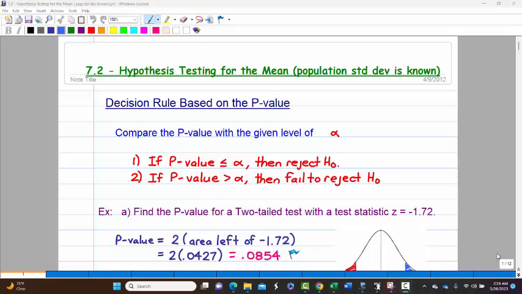Hello, this video is section 7.2 from the Larson book, hypothesis testing for the mean. Population standard deviation is known. So this will be similar to when we did confidence intervals for population standard deviation known, meaning that these will involve the z values.